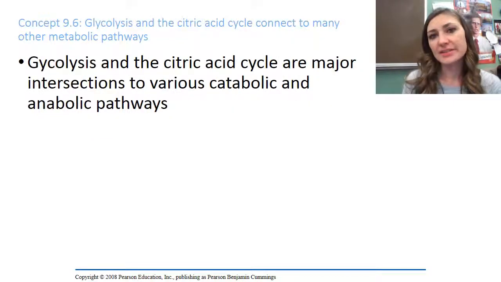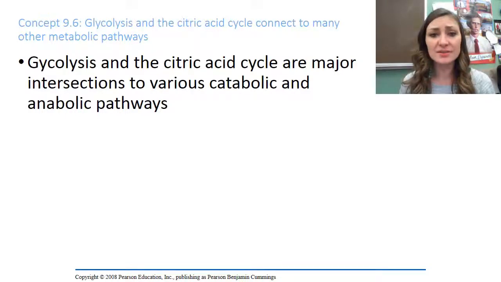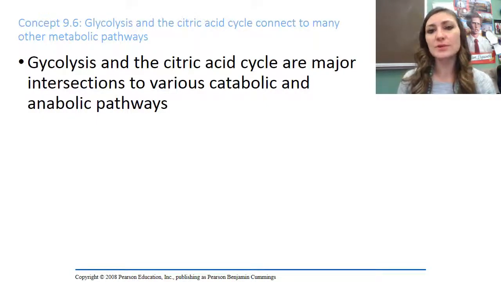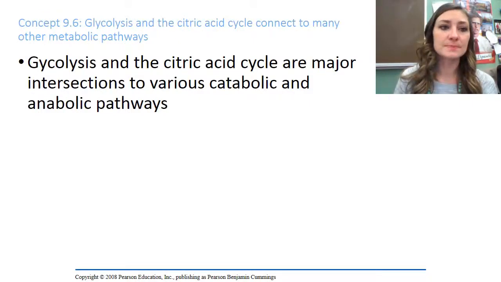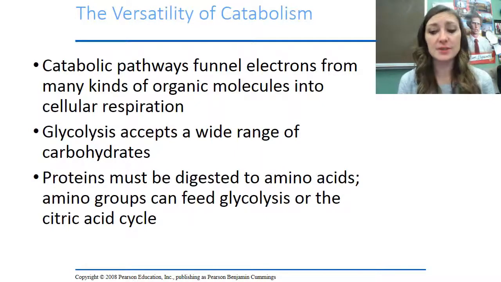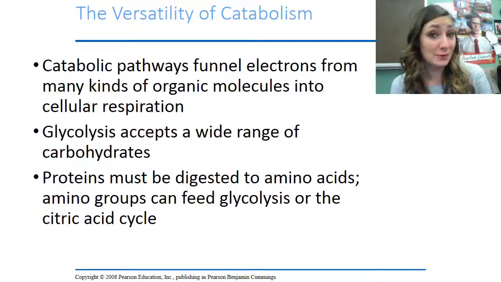We know that glycolysis and the citric acid cycle are not only used in cellular respiration to make ATP to do work in the cells, but there are also major intersections in various catabolic pathways, so breaking down of organic molecules, as well as anabolic pathways or biosynthetic pathways. Catabolic pathways can funnel electrons from many kinds of organic molecules into cell respiration. So what that basically means is we can get energy from things other than glucose.